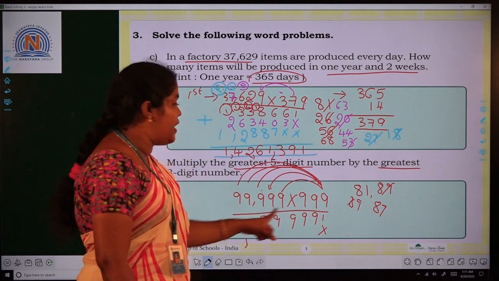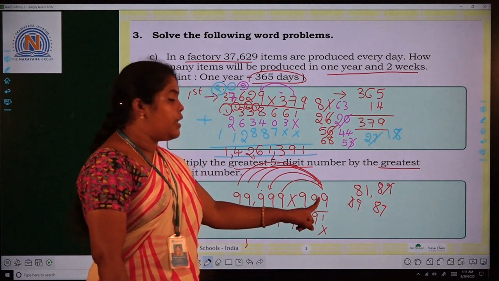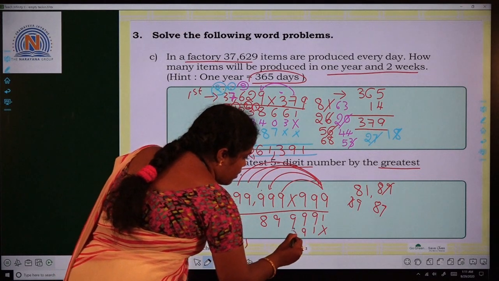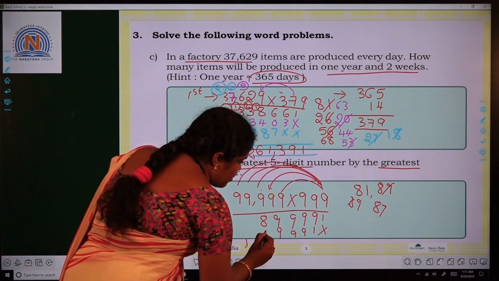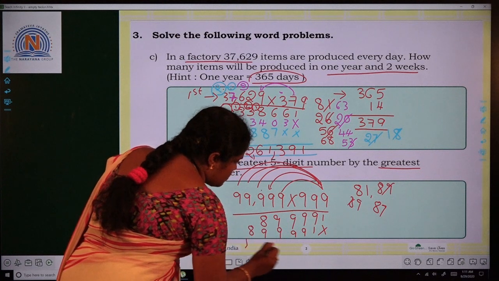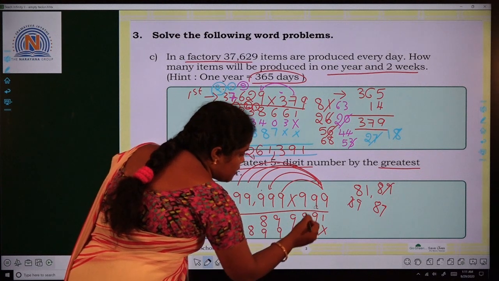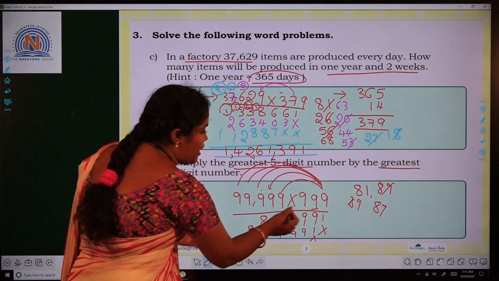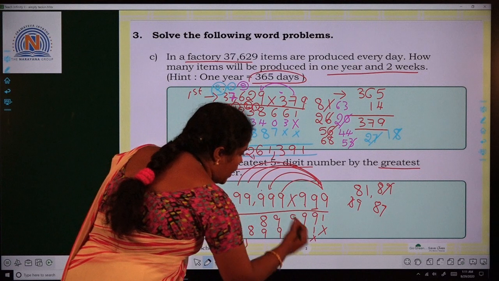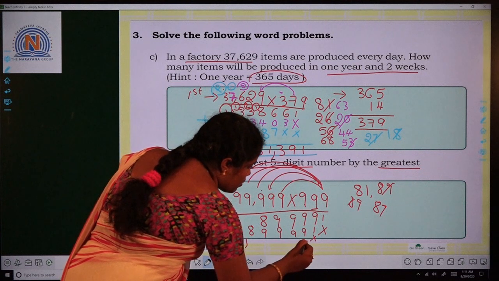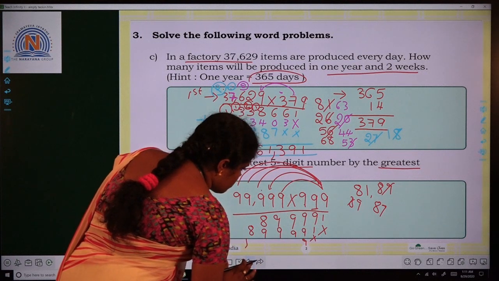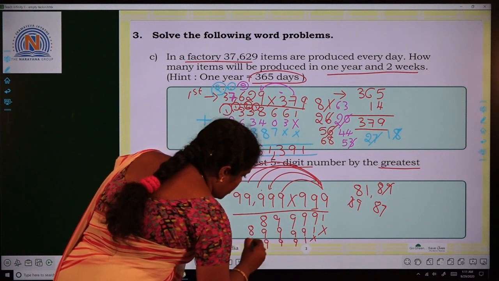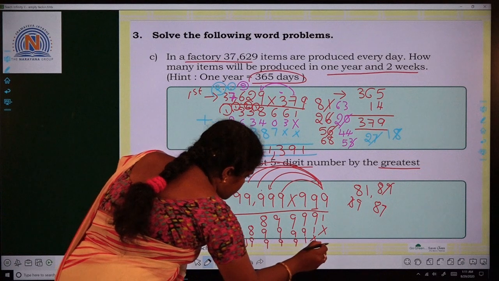Again the same, it will repeat. Why? Because we are again doing with 9 only. So again we have to write as it is: 8 9 9 9 9 1. Here tens place completed, so keep the multiplication symbol. Again 9, the same number you are multiplying, so we write it, no problem. 9 nines 81, and again 8 9 9 9 9 1.